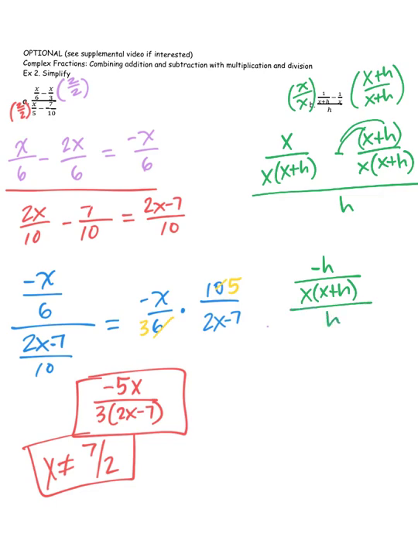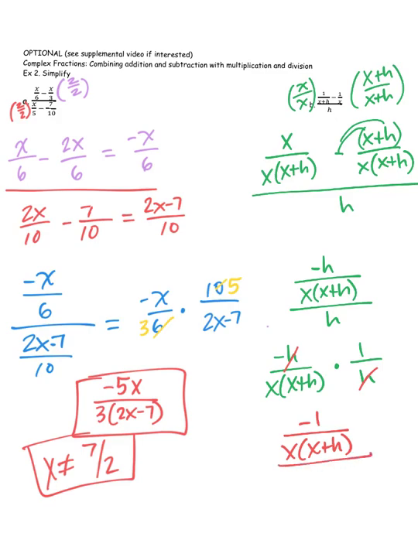Still over that h. Well, instead of dividing by h, I'm going to multiply by the reciprocal. And the reciprocal is going to be 1 over h. And so now we can see, oh, well, those h's are just going to cancel out, leaving me with negative 1 over x times x plus h. That's going to be our final answer because nothing simplifies. And our restrictions is going to be x cannot be 0 and x cannot be negative h, and h cannot be 0 as well.